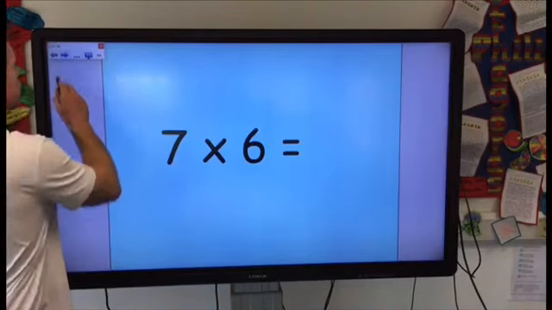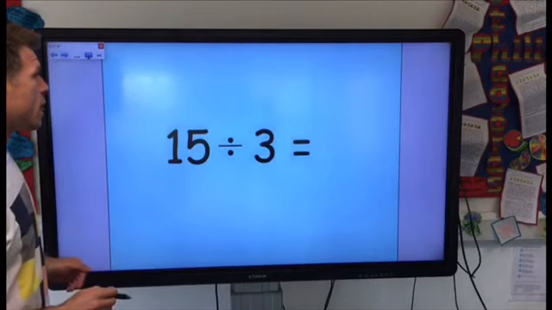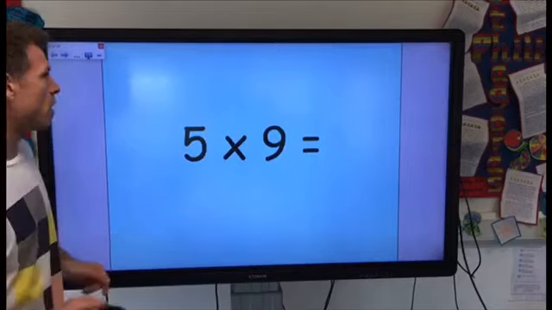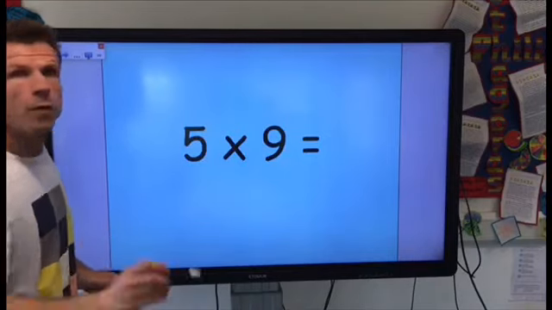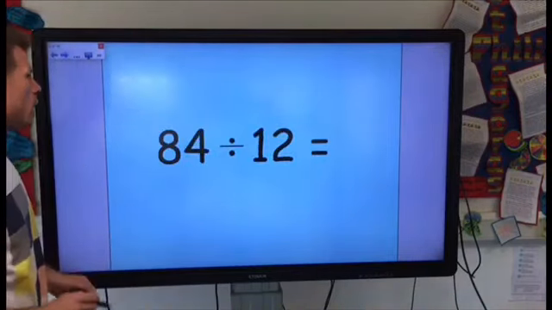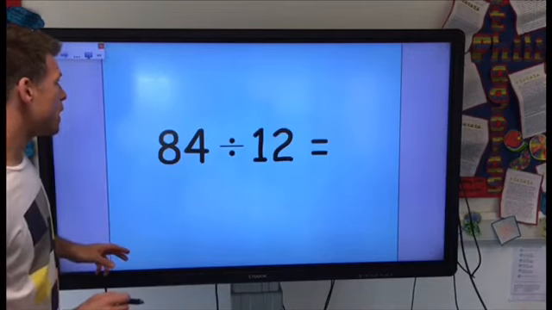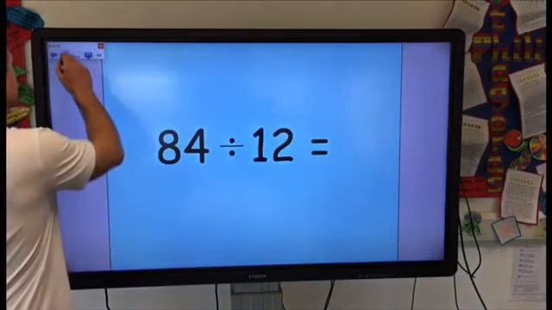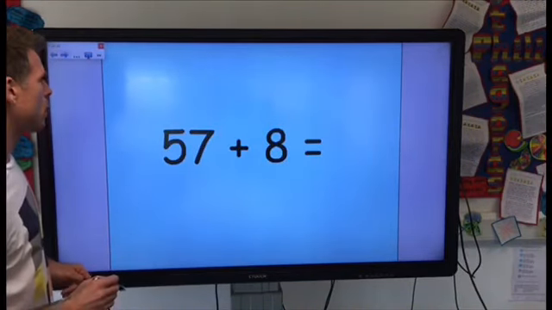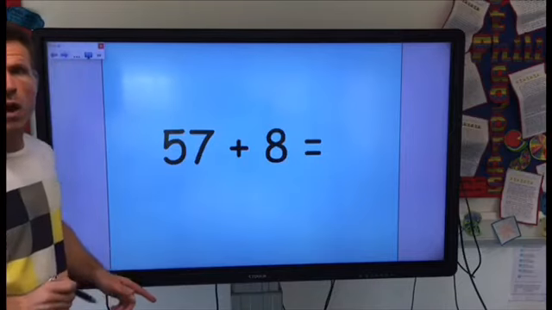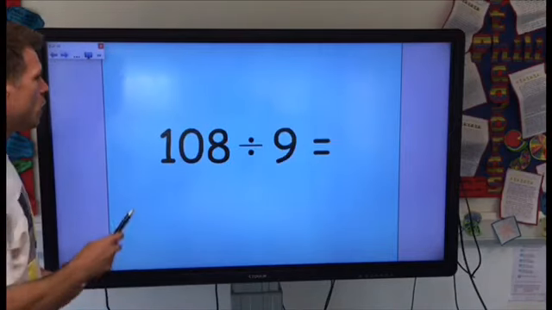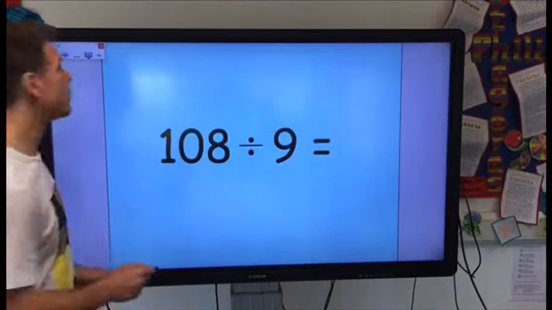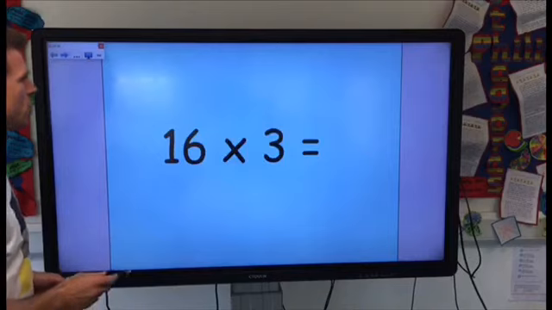42. 15 divided by 3, 5. 5 times 9, 45. 84 divided by 12 is 7, I believe. 57 plus 8, 65. 108 divided by 9 is 12. 16 times 3.